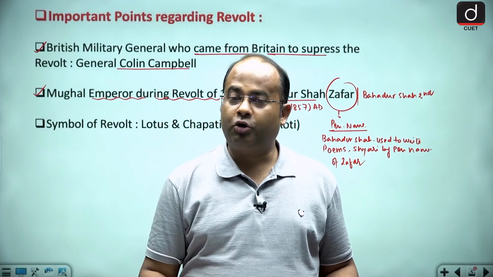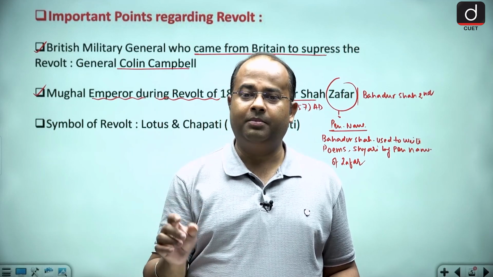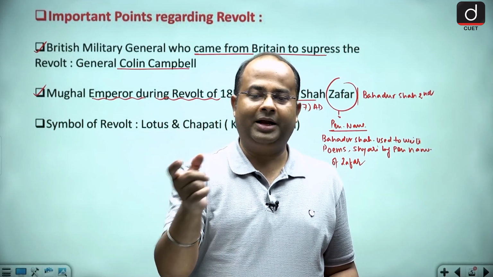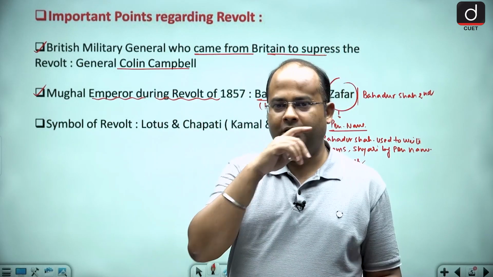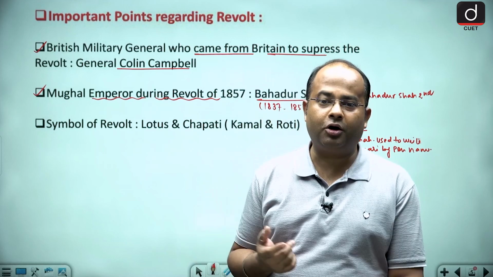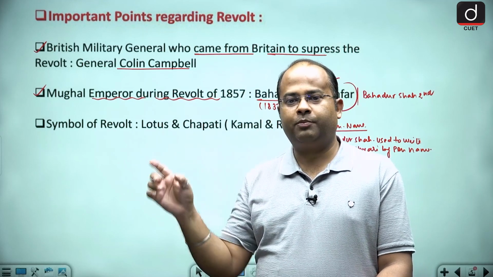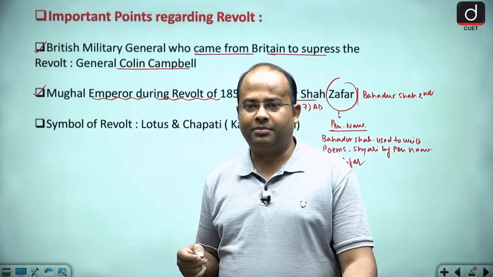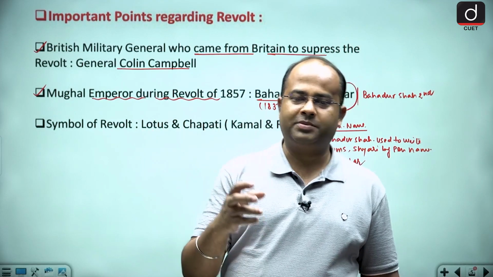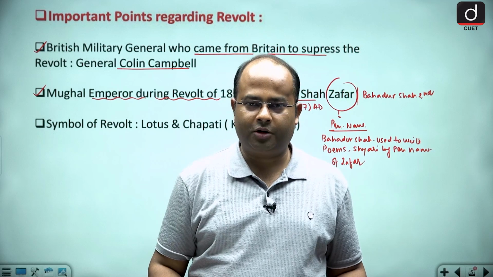Like you will read about Mirza Ghalib. Ghalib was the pen name. His real name was Asadullah Khan. Other than this, you must have heard the name Firaq Gorakhpuri. Firaq Gorakhpuri's real name was Raghupati Sahai. He used to write poems by the pen name of Firaq Gorakhpuri.